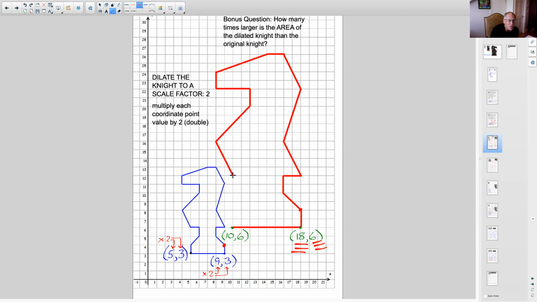Now, everybody, my next point is 5, 6. Double 5, we get 10. Double 6, we get 12. And now I'm going to 6, 6. What would 6, 6 be, everybody? If I doubled 6 and 6, what would that be?